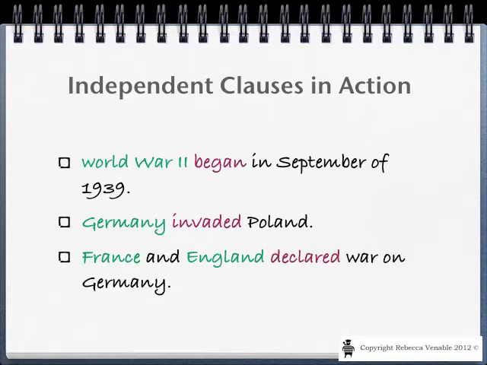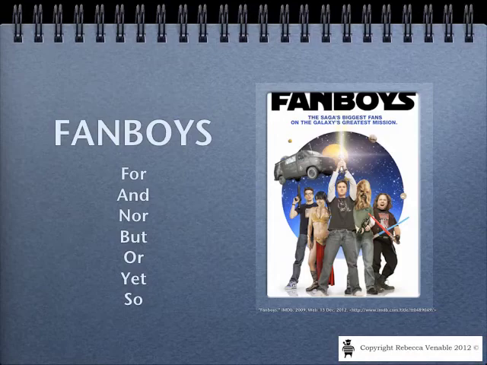So if we highlight our subjects in green and our verbs in purple, you can see that these are independent clauses because, in a true test, if I can take the verb and the subject and put them together, and it is a complete sentence, I have an independent clause. World War II began. Germany invaded. Those are complete sentences and thus independent clauses.